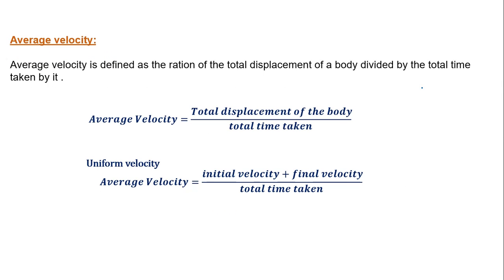So, in this case, we use a new term, average velocity. It is the ratio of the total displacement of the body divided by total time taken. In case of uniform velocity, the average velocity is expressed in this way: initial velocity plus final velocity divided by total time taken.